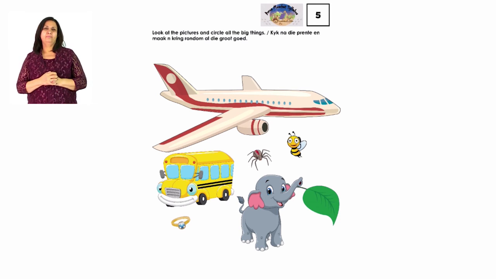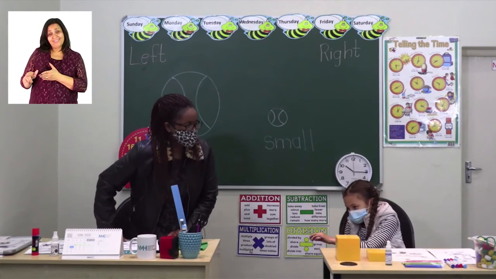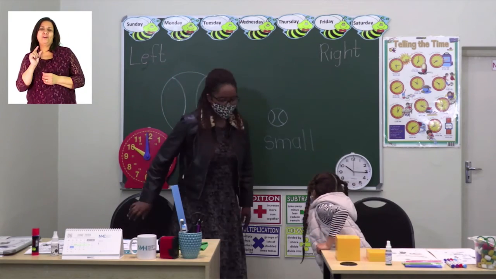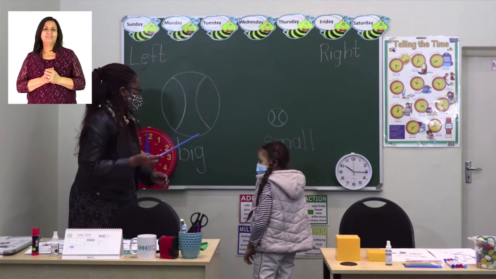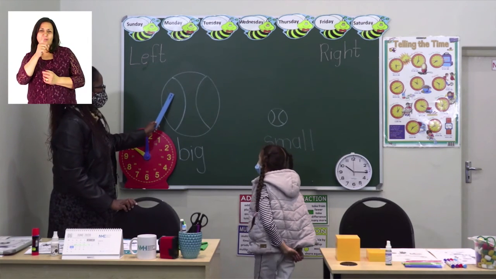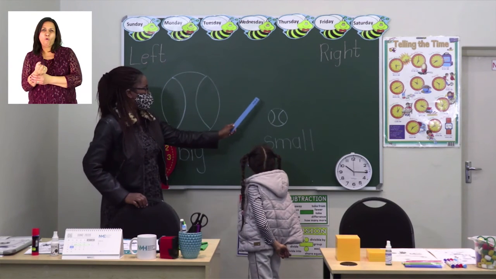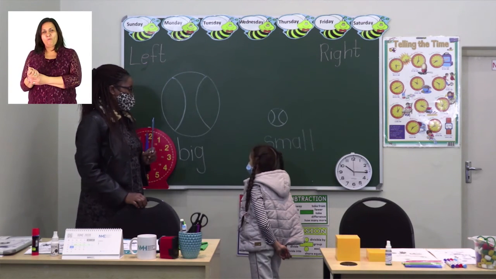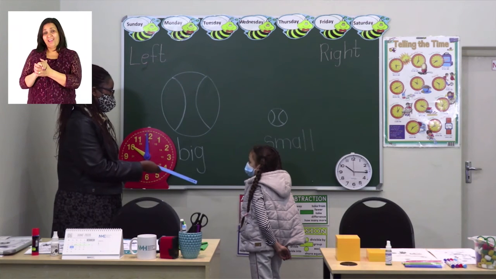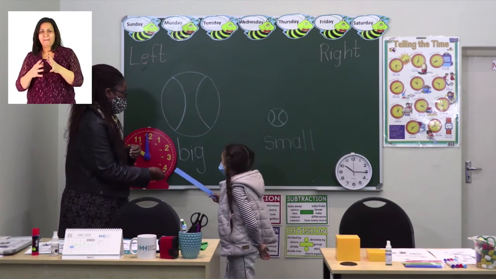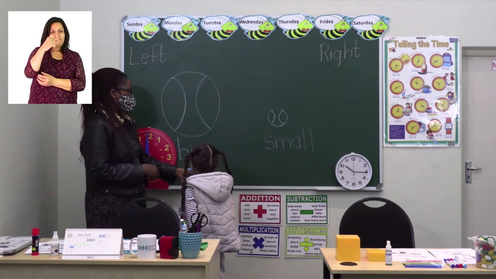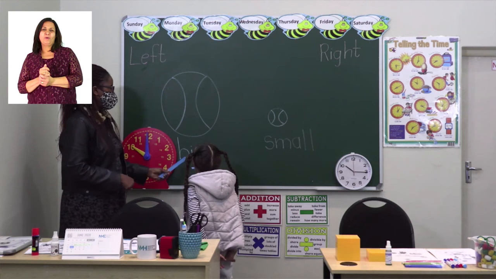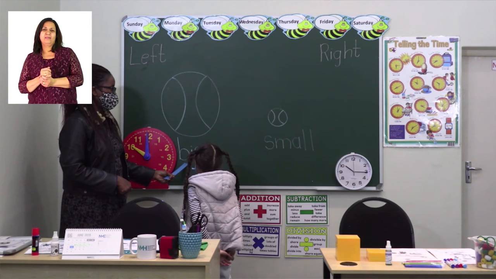Now, let's go to the board with my friend. I have a few things I have put out on the board. If we look, there is a ball, and here is another ball. Now, I would like my friends to point to the big ball. Which one is big? Well done. That is big. And we write the word big, as you can see.